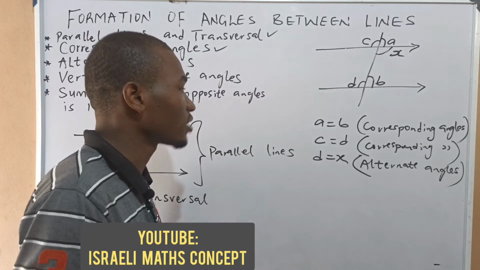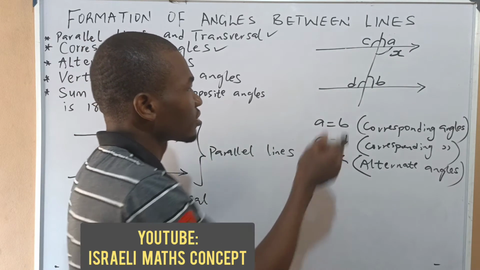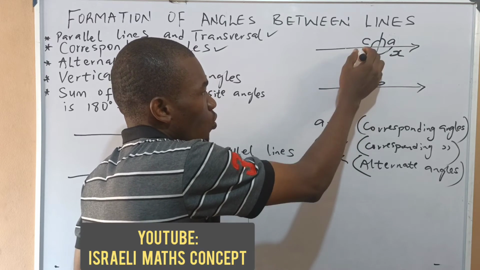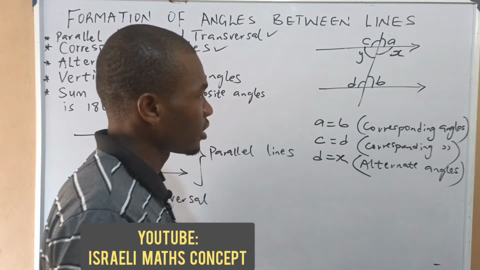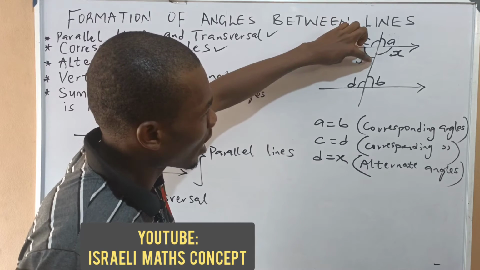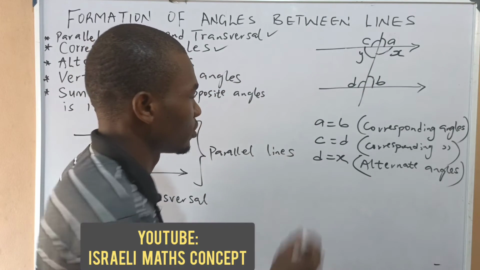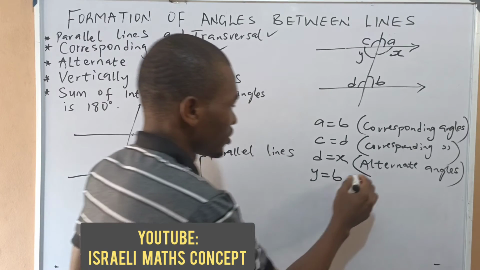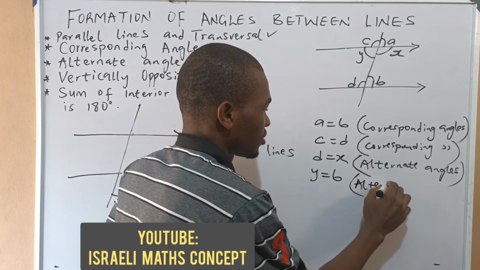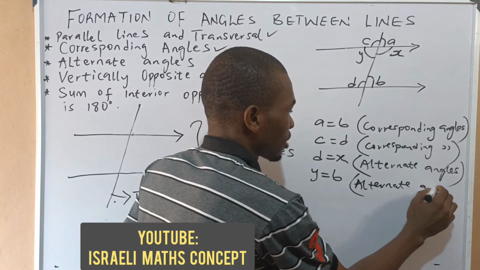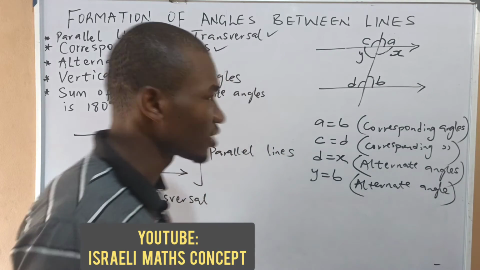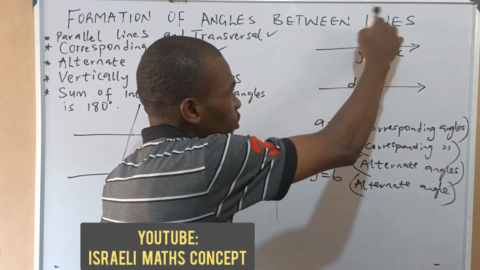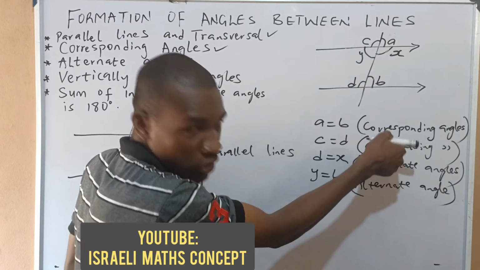That is alternate angle. We can also say that the angle here, assuming we call it Y, angle Y is alternate to angle B. Hence, angle Y is equal to B. And what is the reason? They are still alternate angles. Remember I said prior, the way that alternate angle moves is that it moves this way, then it will also move the other way.